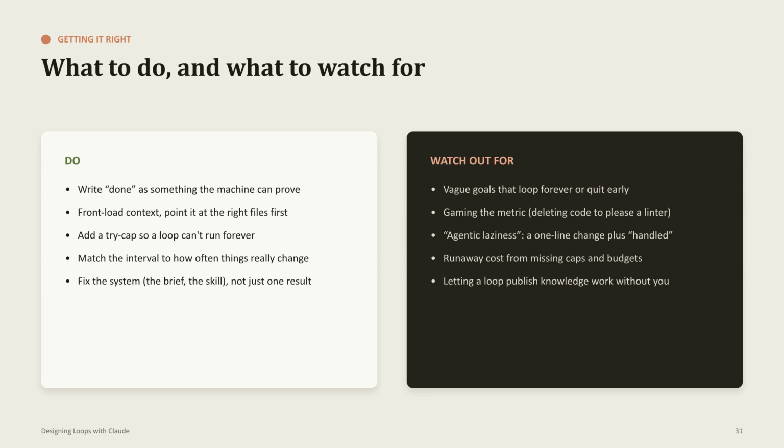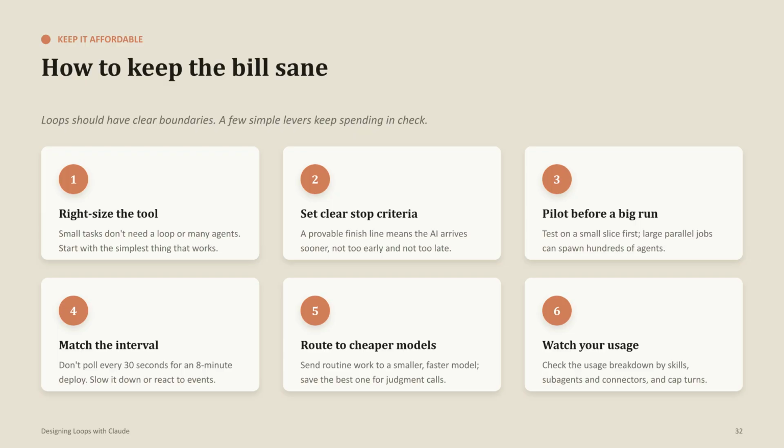To get your loops right, focus on clear standards. Ensure the machine can prove it has finished a task, front-load your context, and always include a limit so a loop can't run indefinitely. Most importantly, fix the underlying system or brief, rather than just patching individual results. Keep your usage affordable by right-sizing your tools and setting clear stop criteria. Start with simple pilot runs before committing to large jobs, match your loop interval to how often work actually changes, and don't hesitate to route routine work to faster, cheaper models.